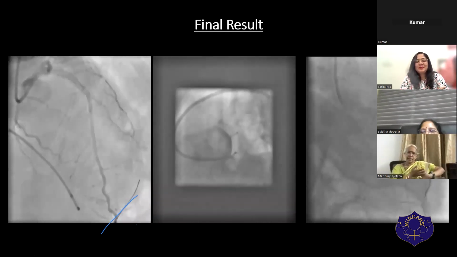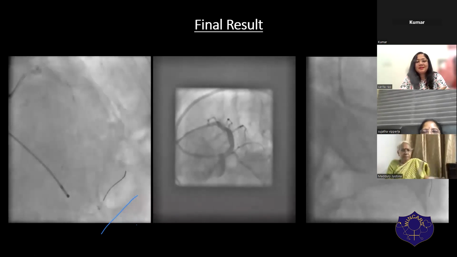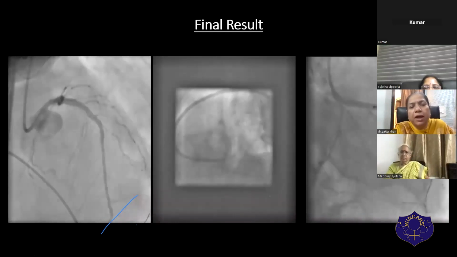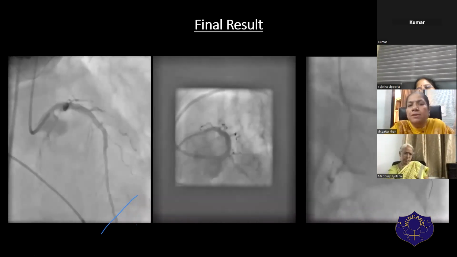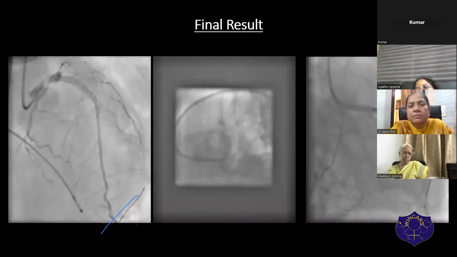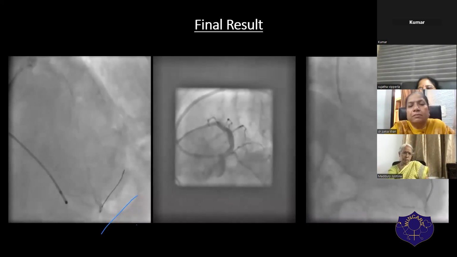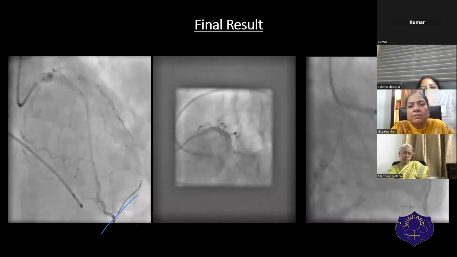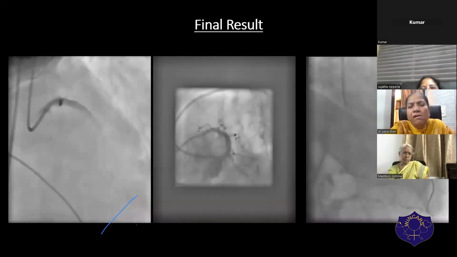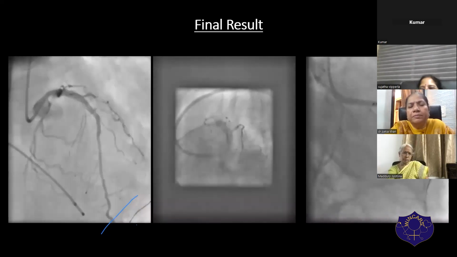Result is excellent. There is some still under expansion at the ostium. I am not worried about that. Plus, I strongly have a feeling that there are struts across the circumflex. So I'm worried about that future. But for now, we are saved. Let's go home.